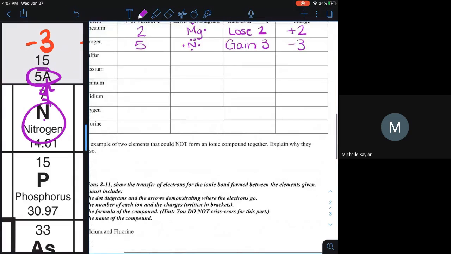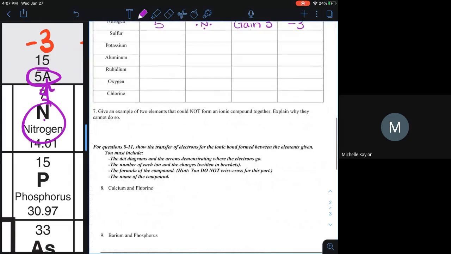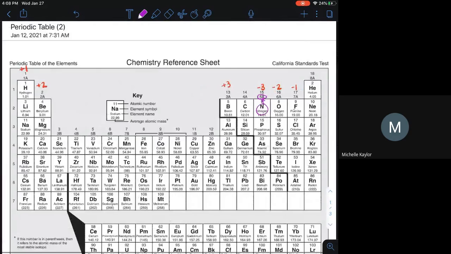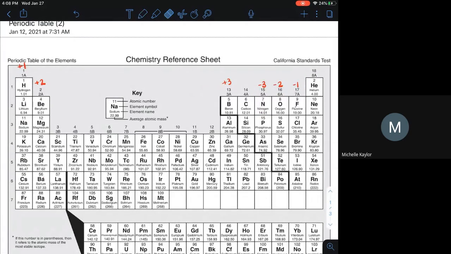The next question, number 7, wants to know basically what atoms can't form ionic compounds together. So remember, we talked about the fact that this staircase separates the metals from the nonmetals. And for an ionic compound to work, you have to have one of each. In other words, you have to have an element on the left of the staircase and an element on the right of the staircase.